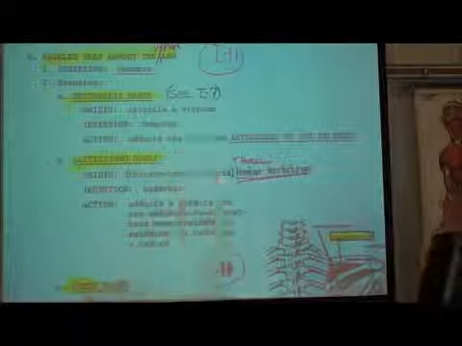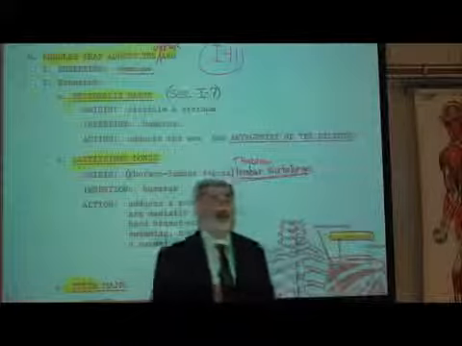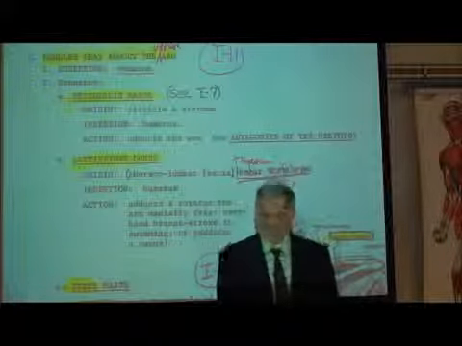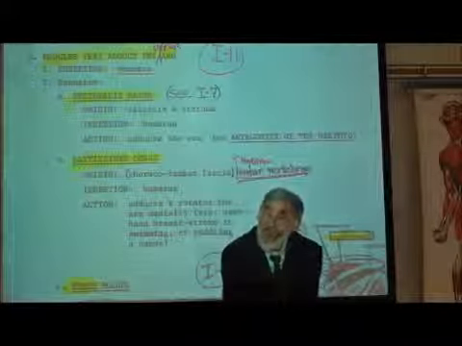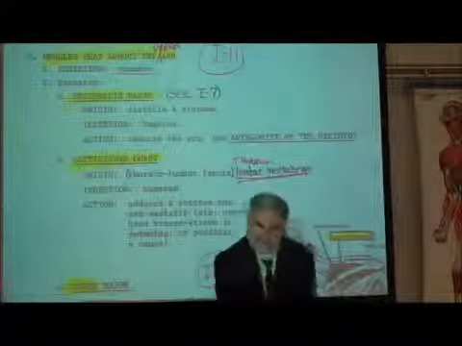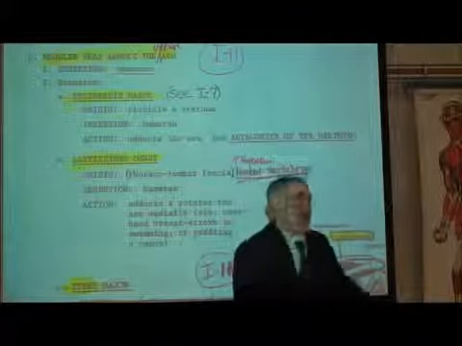Adducting the arm makes it an antagonist of the deltoid. So here's what you're going to do when you've got nothing better to do. Deltoid, pectoralis, deltoid, abduct, pectoralis, adduct, abduct, adduct, abduct, adduct, deltoid, pectoralis. And that's how we use the muscle.